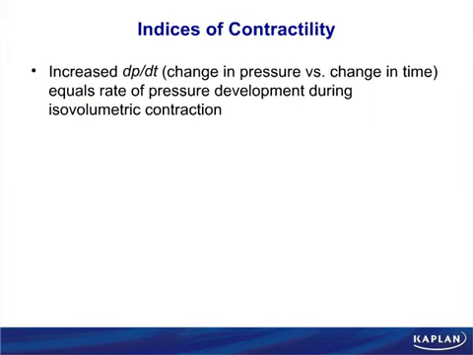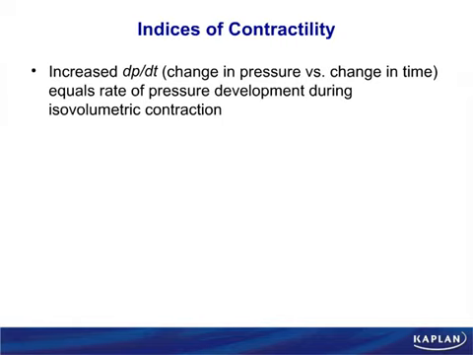Okay, because contractility is so important, we need ways to determine the patient's contractility. This is pump function. This is huge. It's critically important, not only physiologically, but for medicine, and thus for USMLE Step 1. One index of contractility is something called dP/dt. dP/dt stands for the change in pressure over the change in time. In other words, it is the rate of pressure development during pressurization, which is isovolumetric contraction.